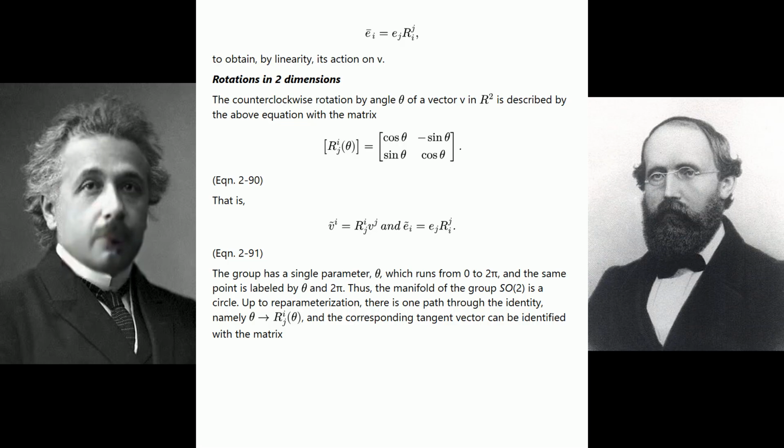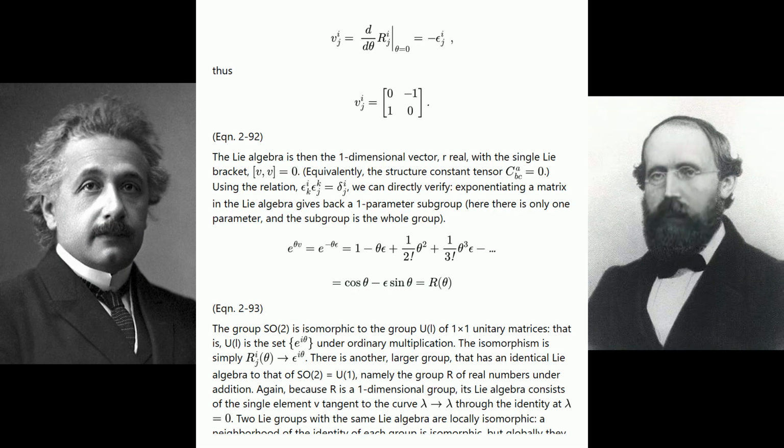Thus, the manifold of the group SO(2) is a circle. Up to reparameterization, there is one path through the identity, namely theta goes to R_j^i of theta, and the corresponding tangent vector can be identified with the matrix in the equation. Thus, see equation 2-92. The Lie algebra is then the one-dimensional vector space R, with a single Lie bracket, [v, v] equals 0. Equivalently, the structure constant tensor C_BC^A equals 0.